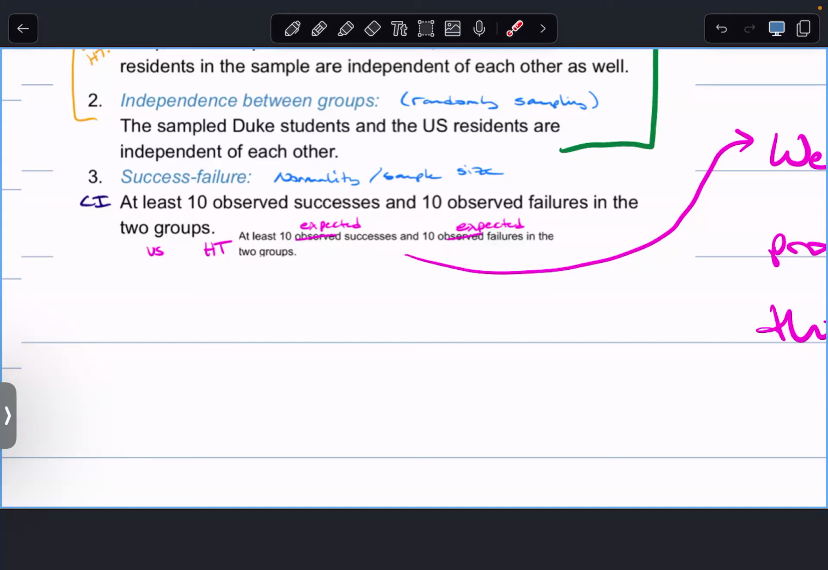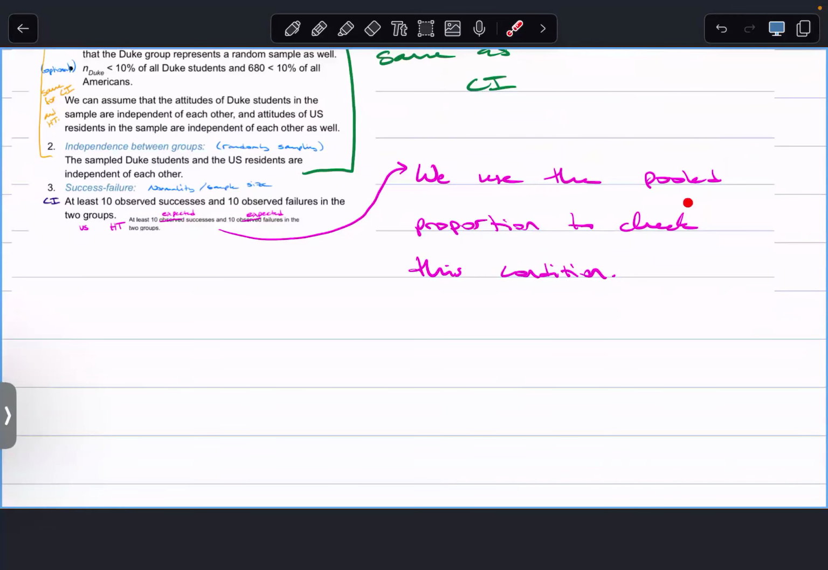And so that condition is that we have to have at least 10 expected successes and at least 10 expected failures in both the groups. Okay, and that's for the hypothesis test, whereas for the confidence interval, it was 10 observed successes and at least 10 observed failures in each group. For the expected successes, we use the pooled proportion to check this condition. The pooled proportion was what? The pooled proportion was we take all our successes and all our failures.